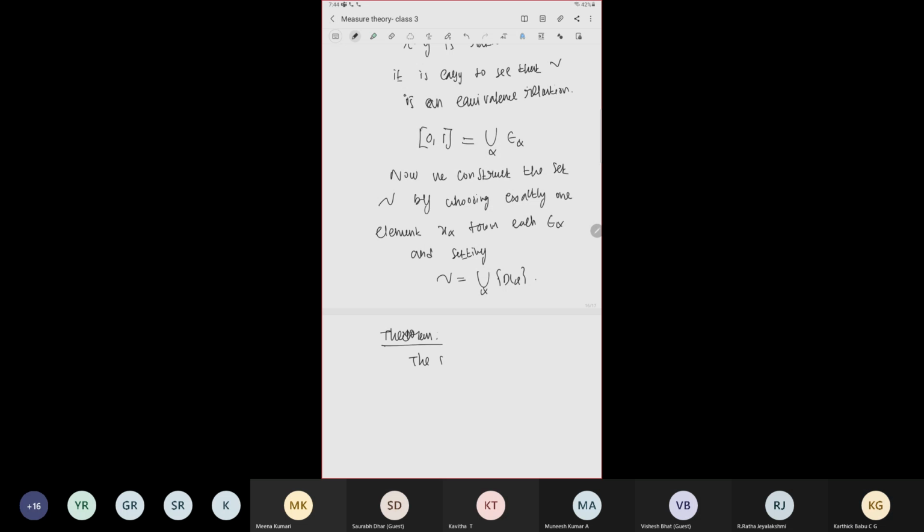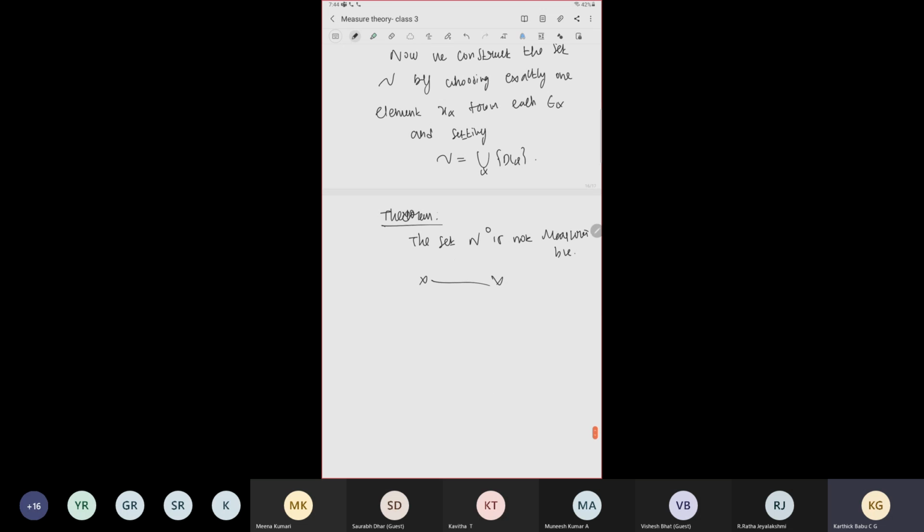I'm not going to prove this fact. I suggest you read it from the book as an exercise. But I want to construct a non-measurable function using this non-measurable set. What is the natural choice? Can you guess how we can construct a non-measurable function?